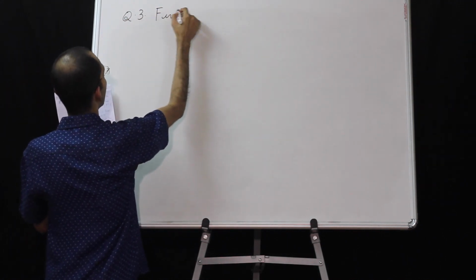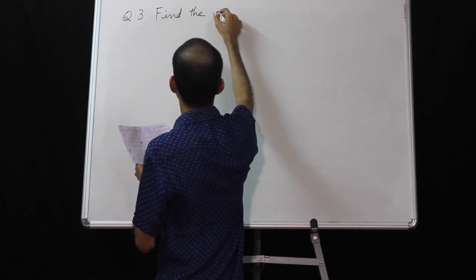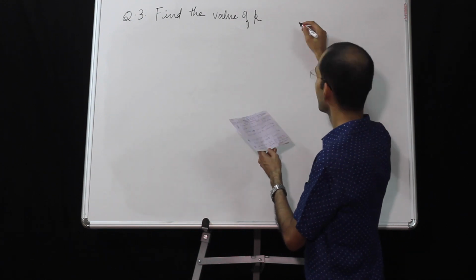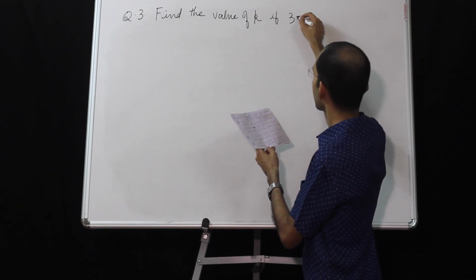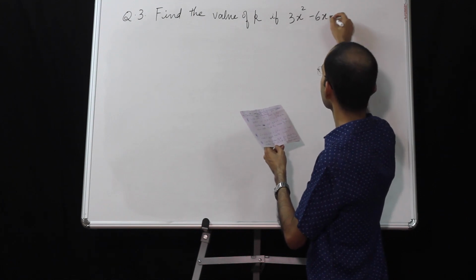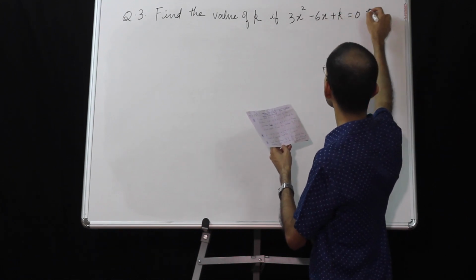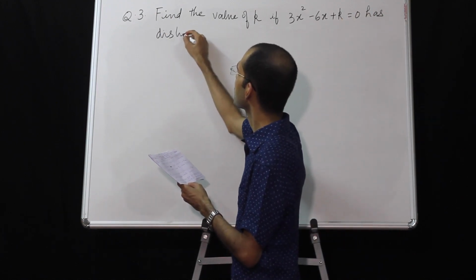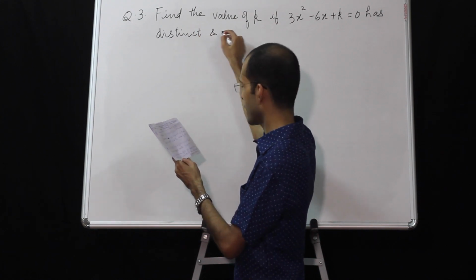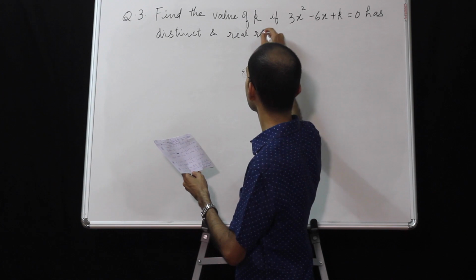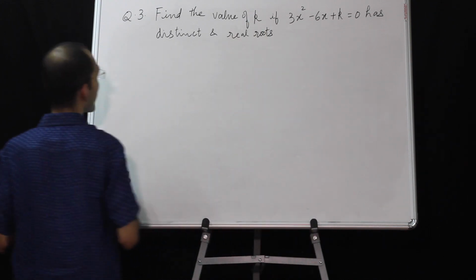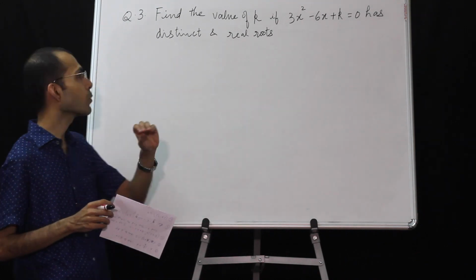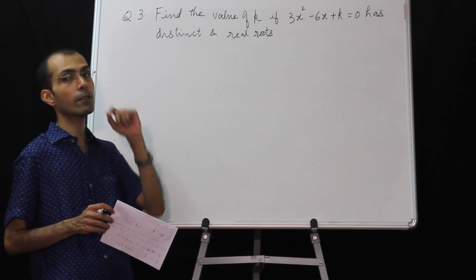Find the value of k. Find the value of k if 3x square minus 6x plus k equaling 0 has distinct and real roots. Find the value of k if 3x square minus 6x plus k equaling 0 has distinct and real roots.